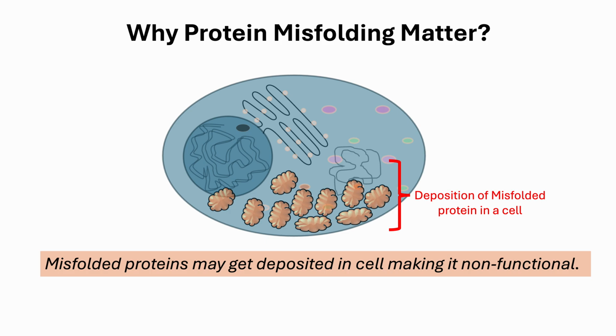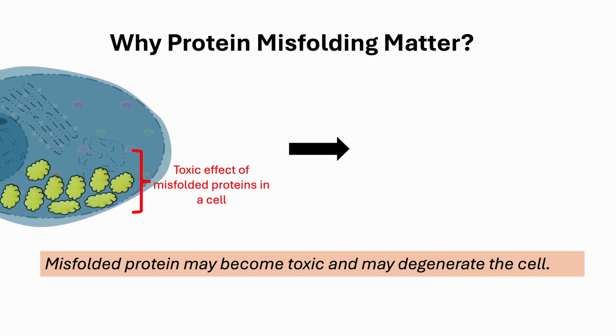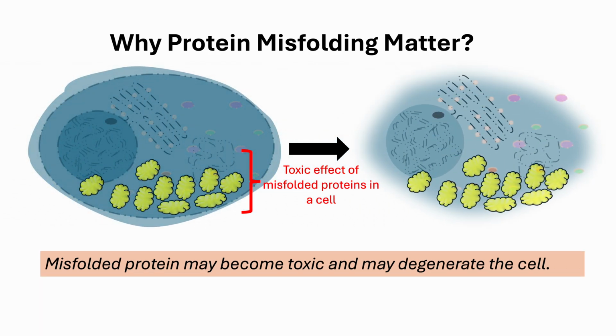These clumps, often made of sticky, misfolded protein structures, can disrupt normal cell functions such as communication between cells or energy production in mitochondria. Additionally, misfolded proteins can become toxic. When they accumulate, they trigger stress responses in the cell or form harmful aggregates, leading to degeneration and even cell death.